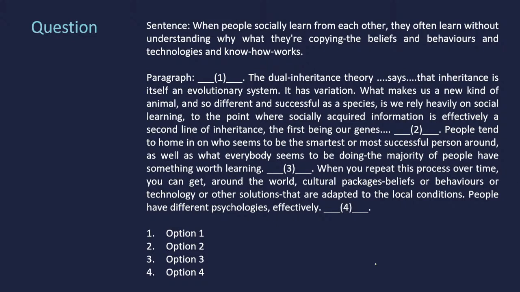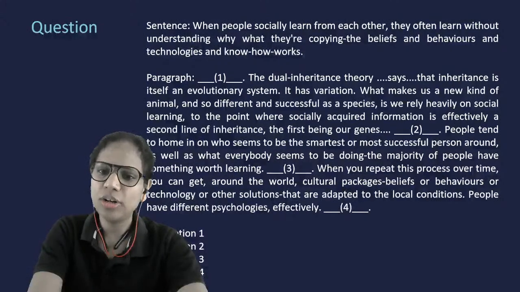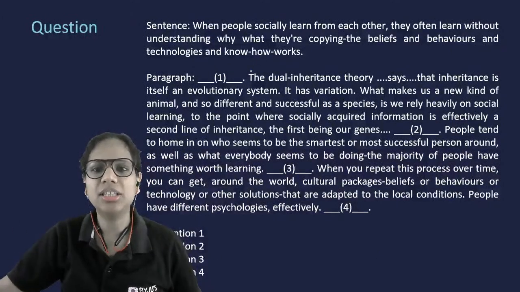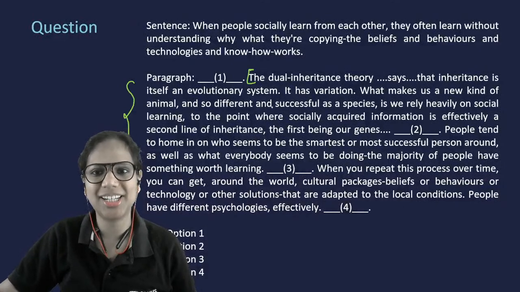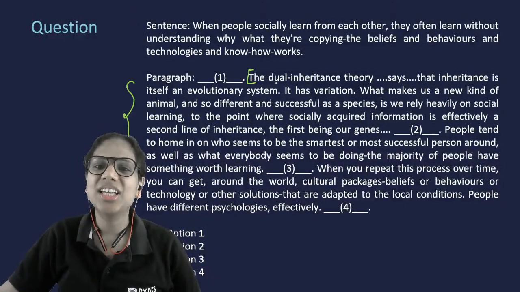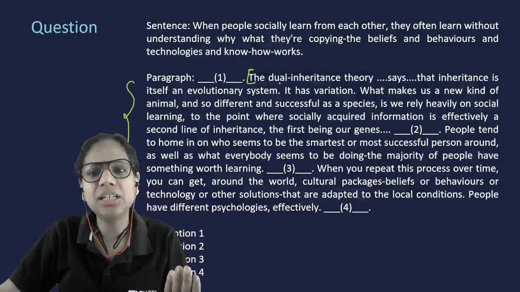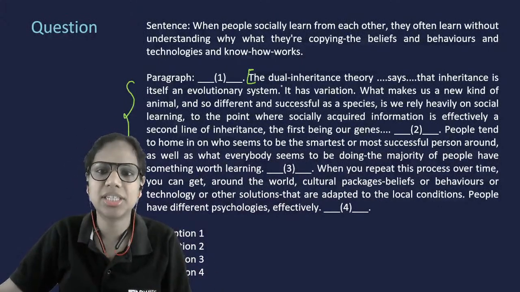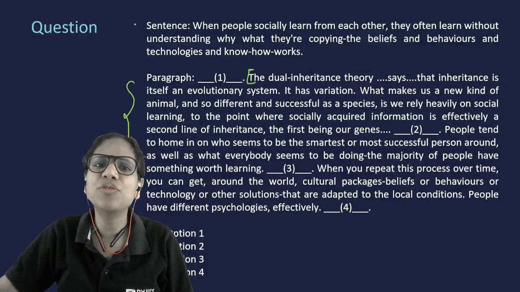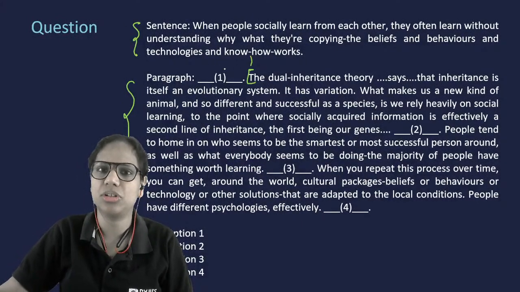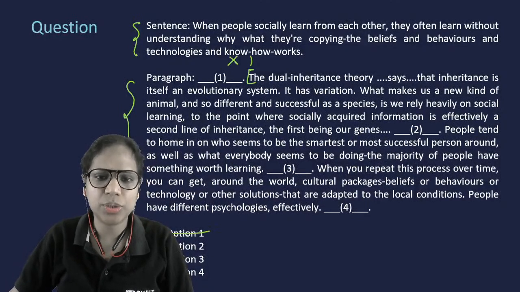Okay, so let's discuss. Can option 1 be the answer here? Option 1 cannot be the answer, because I told you to pay attention to the context. This entire thing is the context, the surrounding words for us. It is actually defining the dual inheritance theory as to what it says. So this is a defining sentence, and this sentence is not of such a nature that it will come before a definition. So one is eliminated right away.